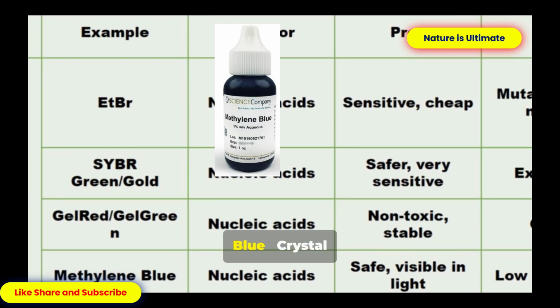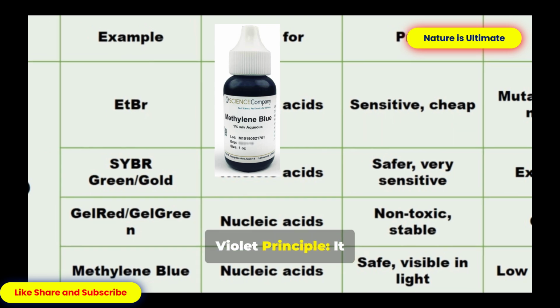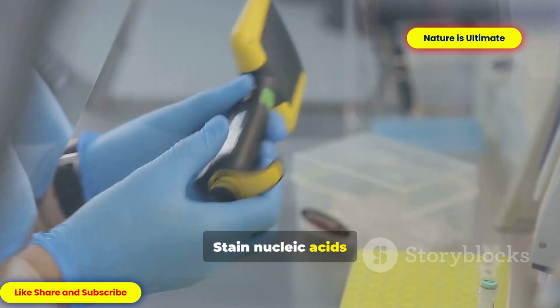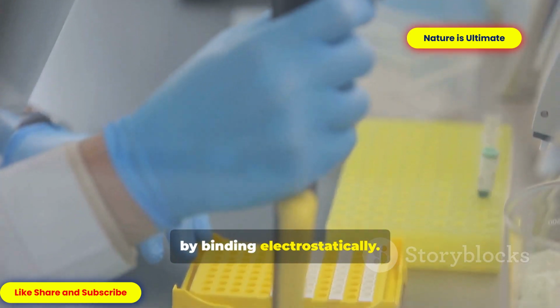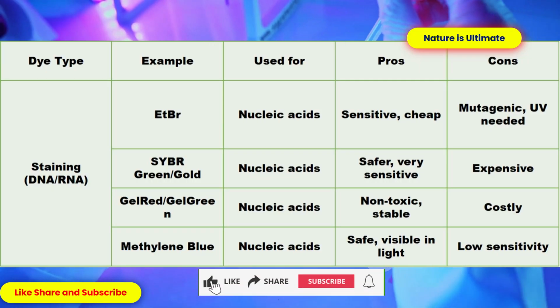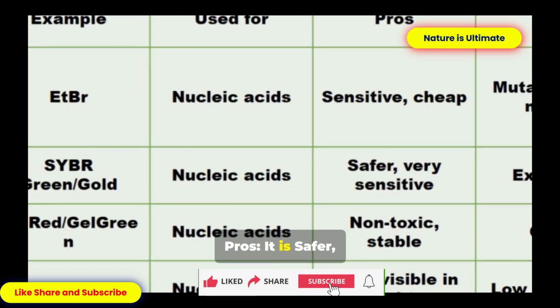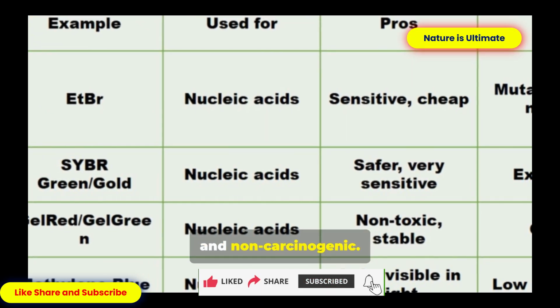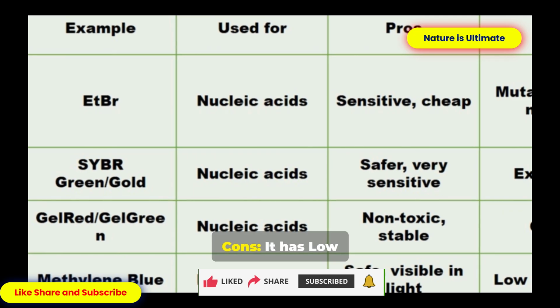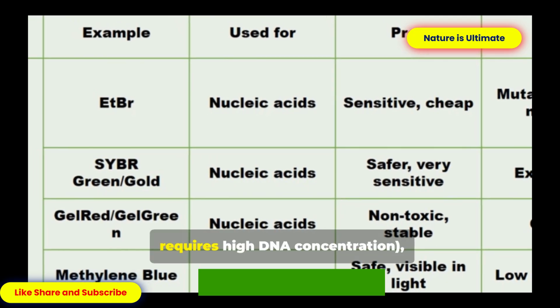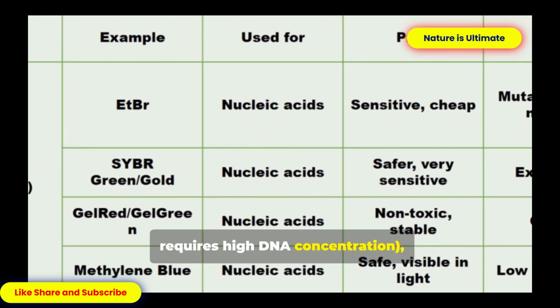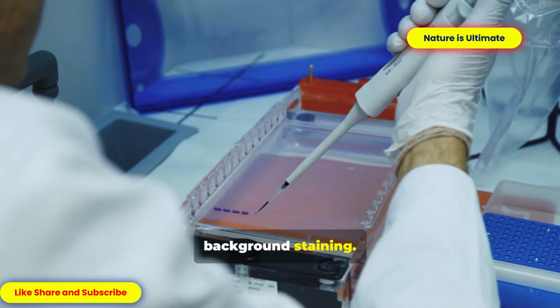Next is methylene blue, crystal violet. Principle: it stains nucleic acids by binding electrostatically. It is visible under normal light, no UV needed. Pros: it is safer, cheap, and non-carcinogenic. Cons: it has low sensitivity, requires high DNA concentration, may cause background staining.